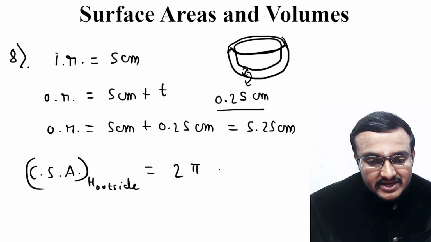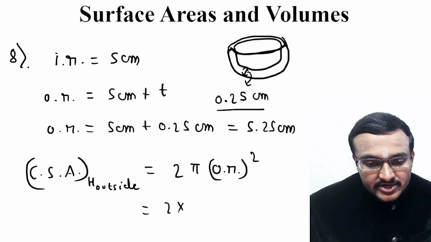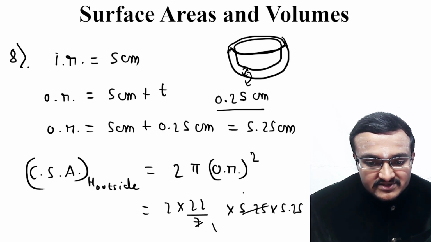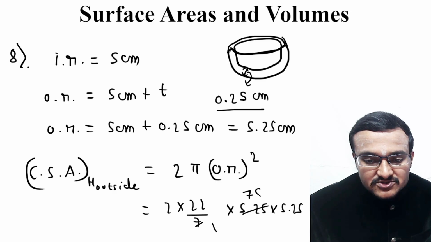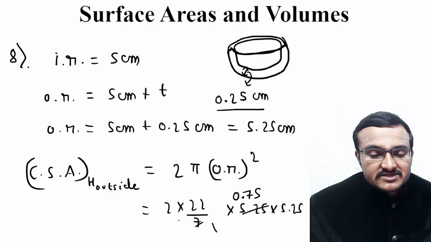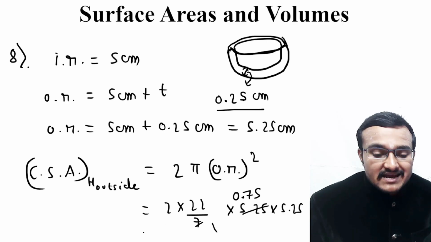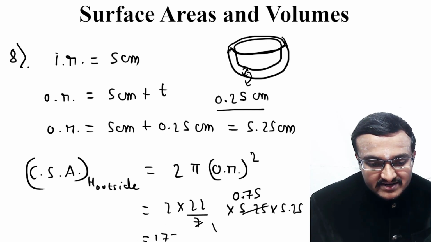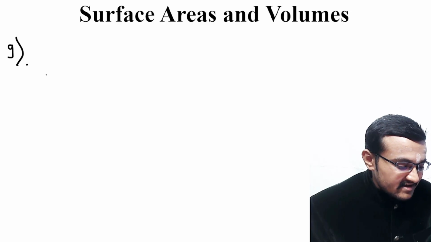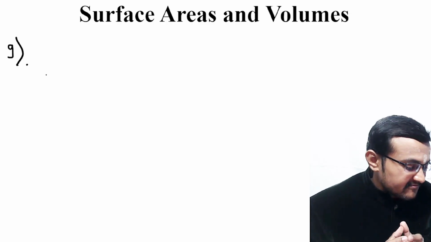So this is equal to 2 pi outer radius whole square. So 2 pi is 2 into 22 by 7 into outer radius is 5.25 into 5.25. So 7 ones are 7, 7 sevens are 49, 3 will be remaining, so 7 5s are 35. So 0.75. So you have 2 into 22 into 0.75 into 5.25. So when you calculate this, you will get 173.25 centimeter square.